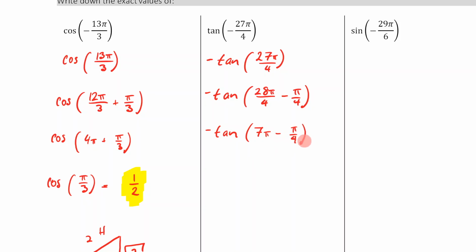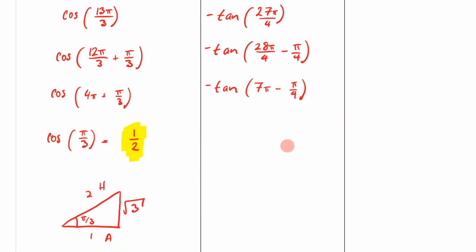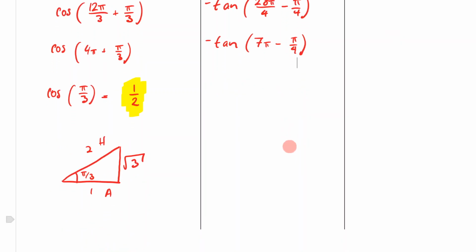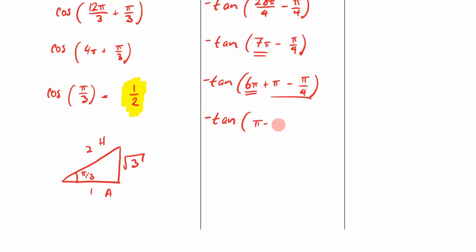And now you might be thinking to yourself, what would I do here? Well, let's stop for a moment and just consider something. 7 pi is the same as 6 pi plus pi, right? And then I still have this minus pi on 4 there. This 6 pi is just telling me that I'm going around the unit circle 3 times. So let's just ignore this and just deal with that. Pi minus pi on 4.